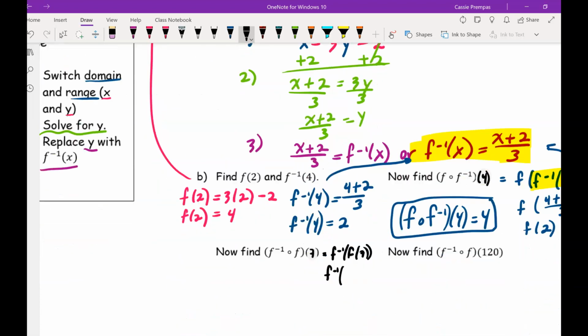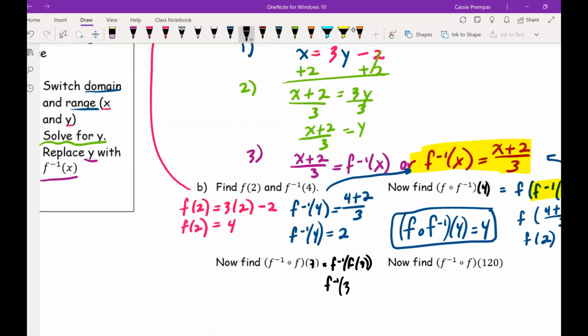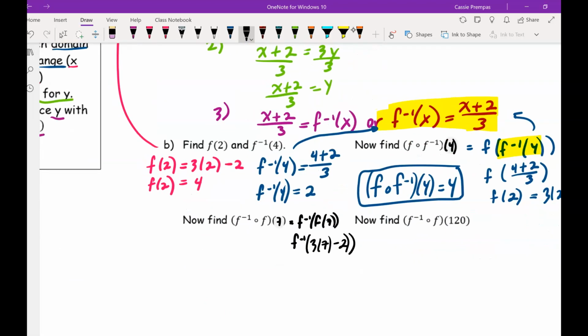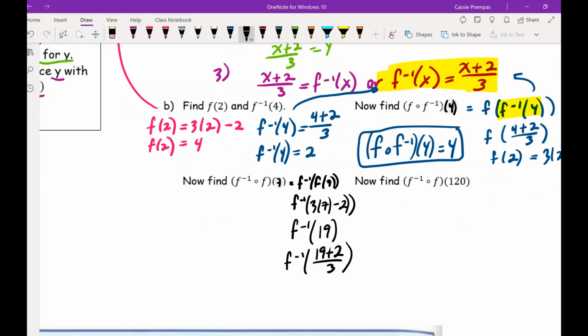So my original function was 3 times x minus 2. So 3 times 7 minus 2. I didn't do this right, but that's okay. So I have the inverse of 21 minus 2 will give me 19. And then I'm determining what is the inverse of 19. So I would have 19 plus 2 divided by 3. And 19 plus 2 gives me 21. 21 divided by 3 gives me 7. So the inverse of the function at 7 gives me 7.